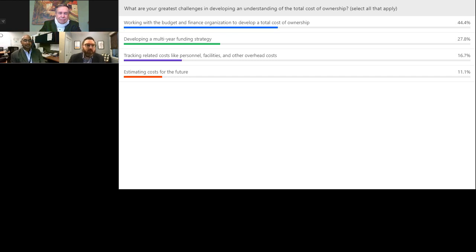So it looks like, based on our participation so far, we'll give it another second for everyone to participate, but it looks like so far, working with the budget and finance organization seems to be the majority, with developing a multi-year funding strategy coming in second. So perhaps no surprise there that one of the challenges is working within the organization as much as it is costing out or thinking about the implementation of some of these systems. So very interesting feedback, and glad to hear that, because we will be talking about exactly those questions as we go. So thanks everyone for taking the time to chime in on that.